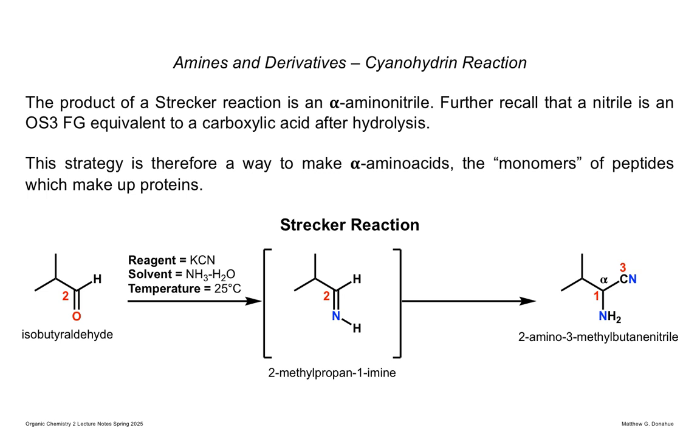The first reaction, to put this into context, that we're going to look at is called the Strecker reaction. The Strecker reaction will make an alpha aminonitrile. But as we saw, the nitrile is a functional equivalent to an acid. So once we have that, we can hydrolyze it to the alpha amino acid. And again, those are the building blocks for proteins.